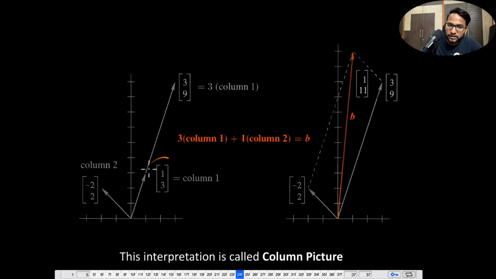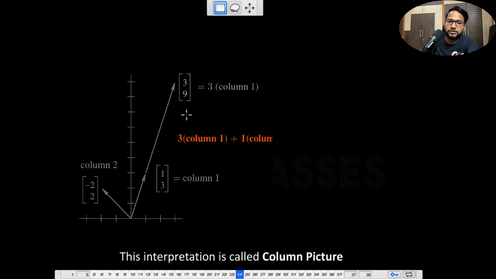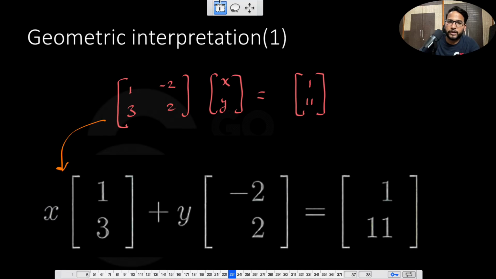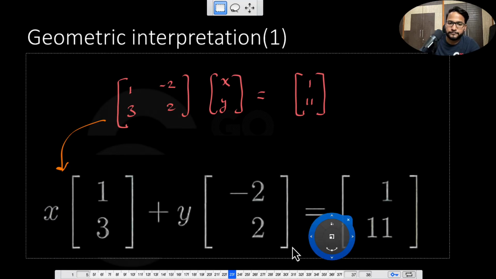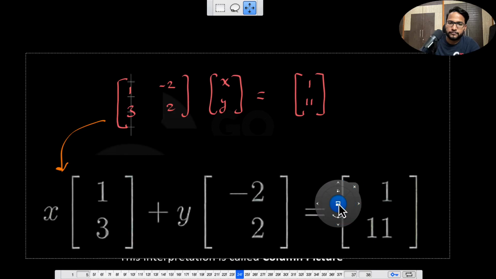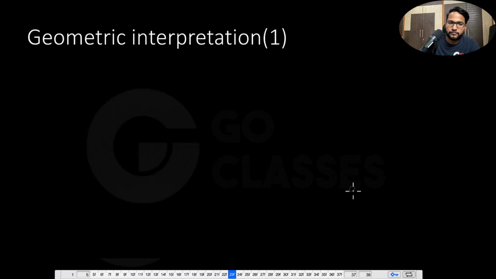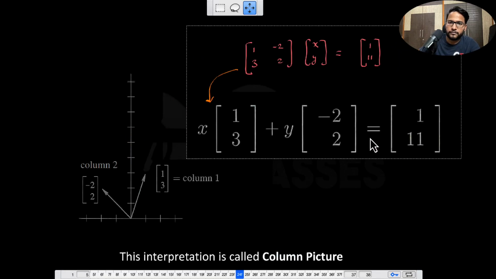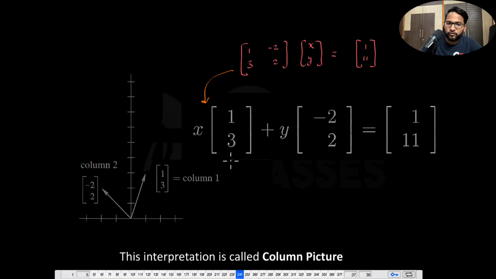It means the first column was (1, 3), right? Maybe I can go to the next page and show you. This is your first column, which is (1, 3), and the second column which you have is (-2, 2), right? That's what we had. Let me also copy this. So this is (1, 3), another column was (-2, 2), and these are the two columns.